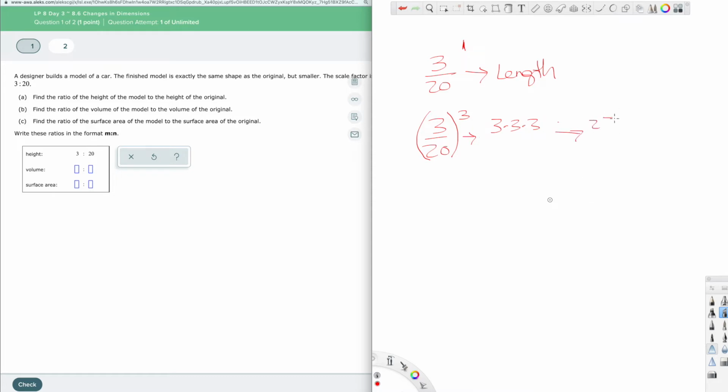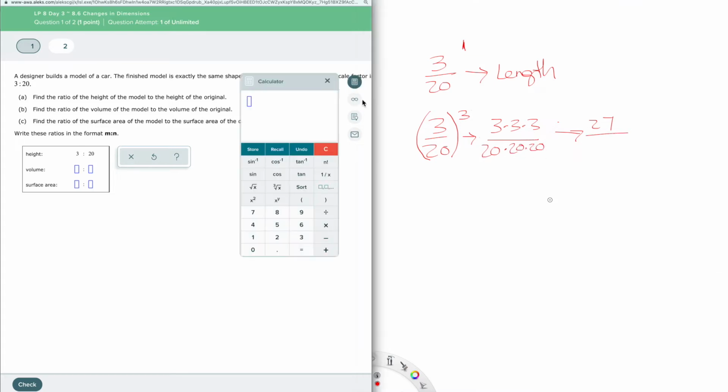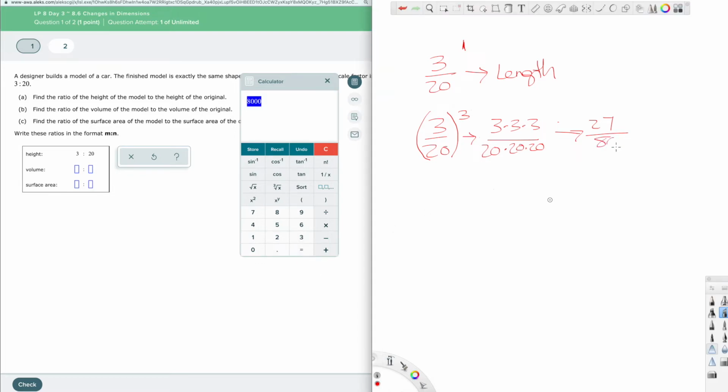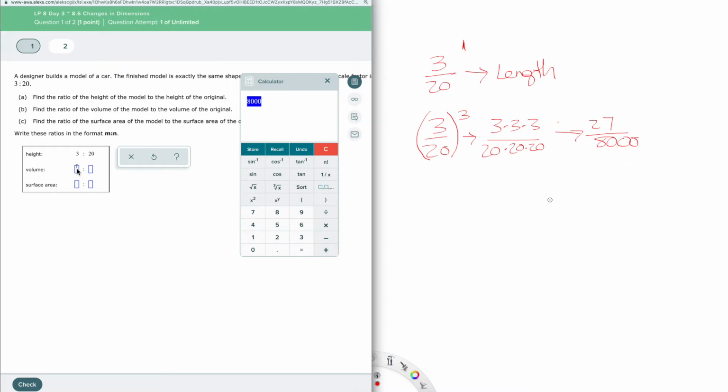27 over, and this is 20 cubed. Not 20 times 3, but 20 times itself 3 times. So we'd have 20 times 20 times 20. I'm going to be a little bit lazier here and go 20, and then I can hit this button here, and it'll give me a box for the exponent, and I can put it in like that. So I have 8,000. So this is my scale factor for the volumes. So I can go 27, whoops, not 8, 27 to 8,000.